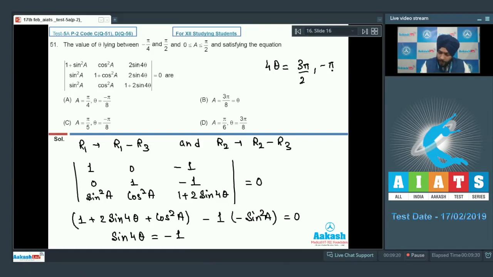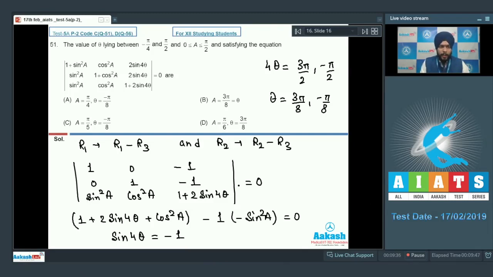it can be minus pi by 2 also. So theta can be 3 pi by 8 also and it can be minus pi by 8 also. One more thing which is very clear from this, that this particular determinant is coming independent of the value of A. So all real values of A will give the answer to be 0.